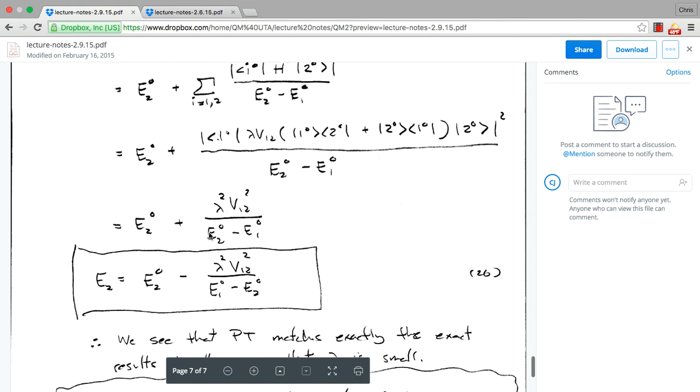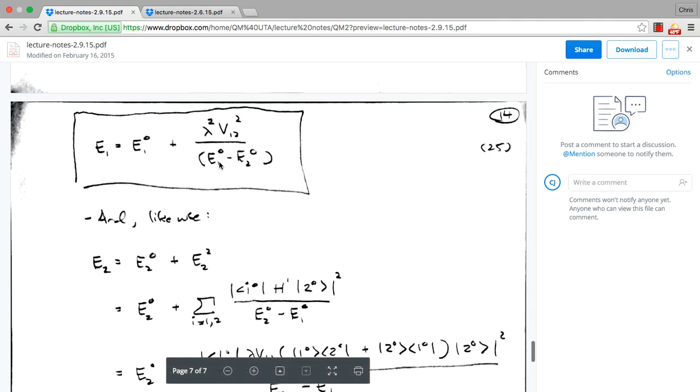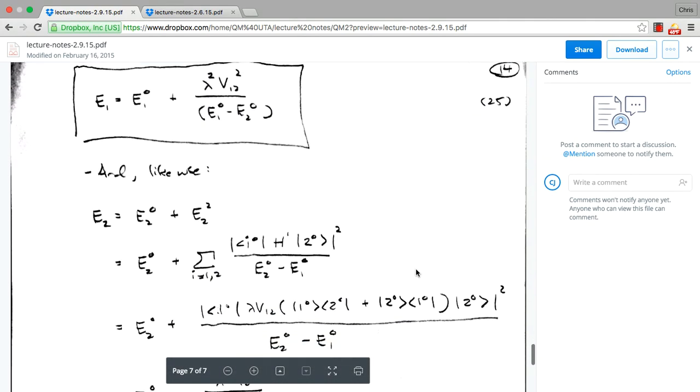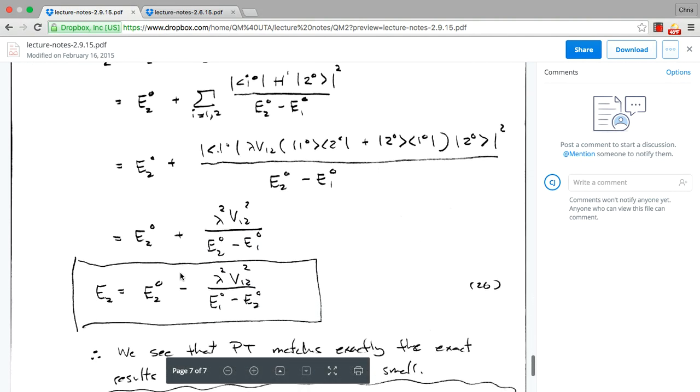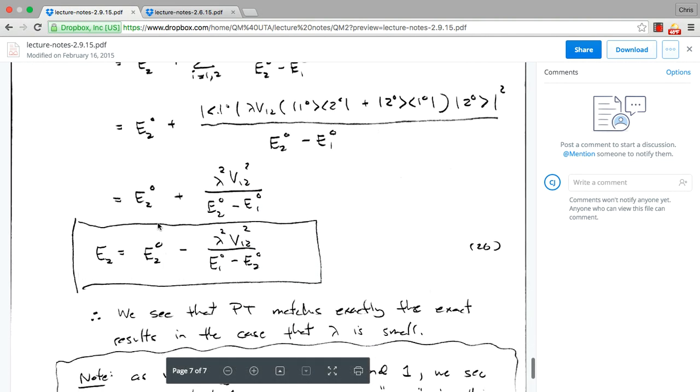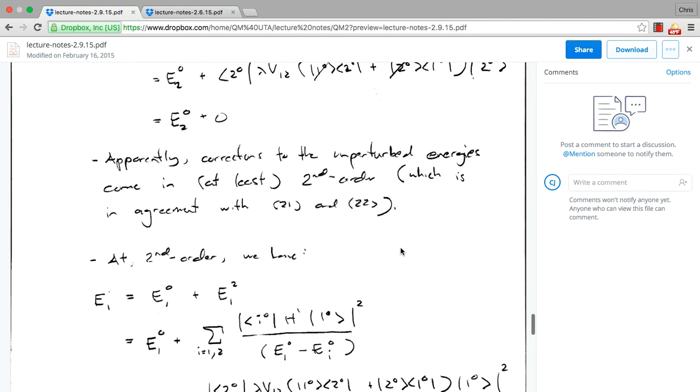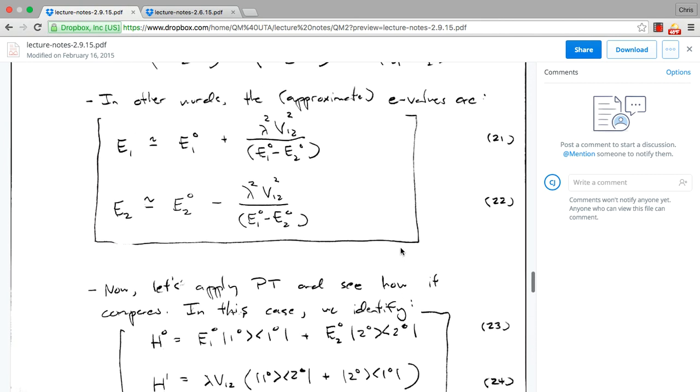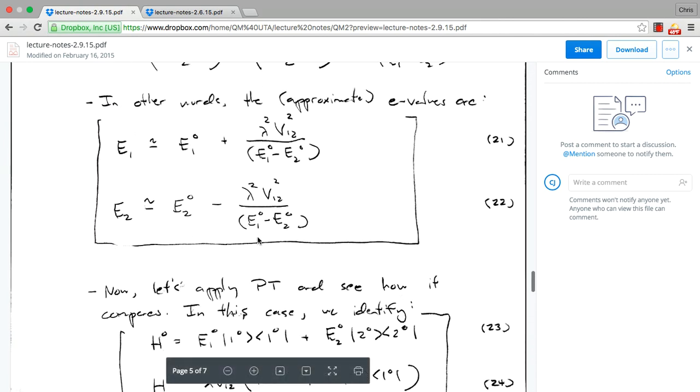And so I square that out. And now I have E2 minus E1, where before for E1 I had E1 minus E2. So let's put them in the same order so I can pull out a minus sign. And I see that E2 is equal to the unperturbed E2 minus lambda squared V12 squared over the difference of the unperturbed energy eigenvalues. And you can see if you go back and look that that's exactly what we got in solving the problem exactly, and then applying that approximation and expanding.